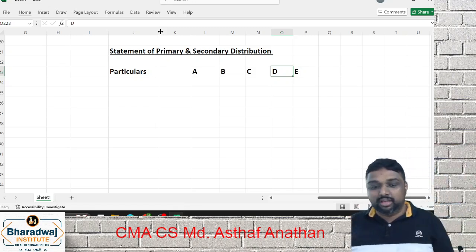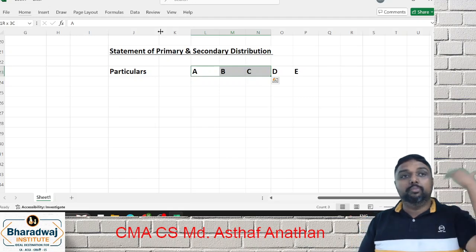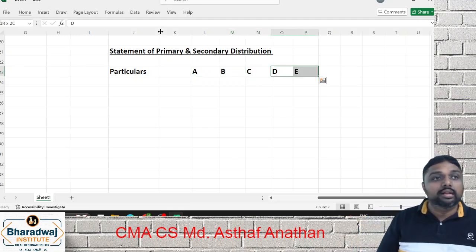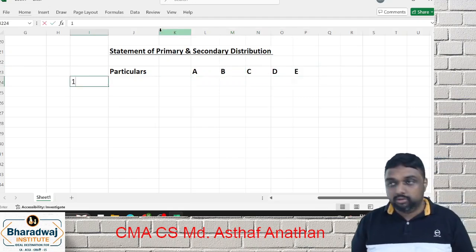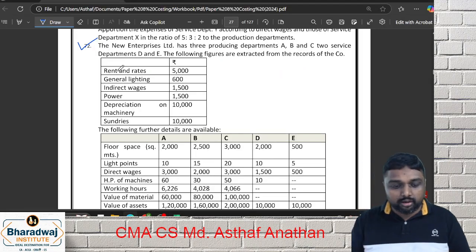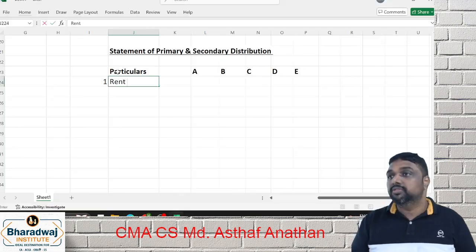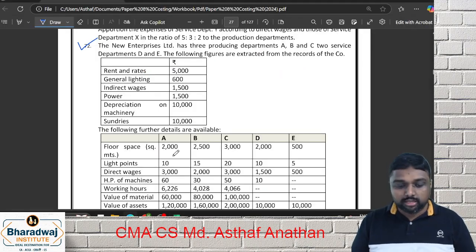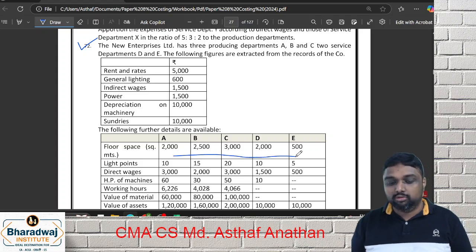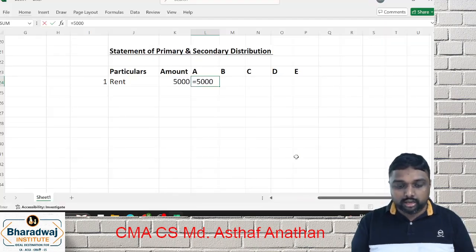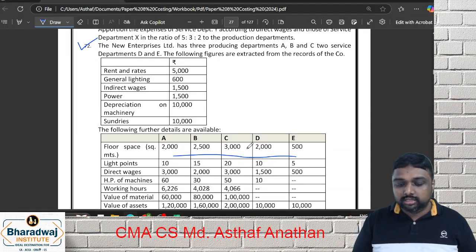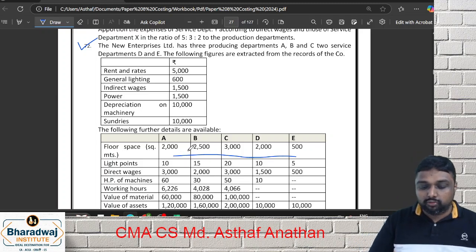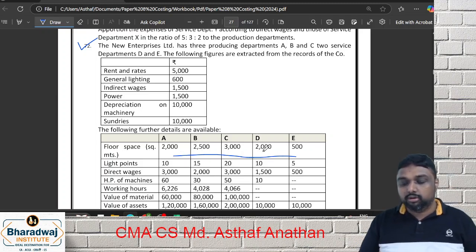Everything we'll discuss. In here also, we gave one heading called primary, and here secondary. That also we are not going to do now. So shall we start? What is the first item? Rent. What's the rent amount? 5,000. So this 5,000, you have to make a suitable base. What is the suitable base? Floor space. So 5,000 into this ratio. This ratio you can take common: 4, 5, 6, 4 and 1.